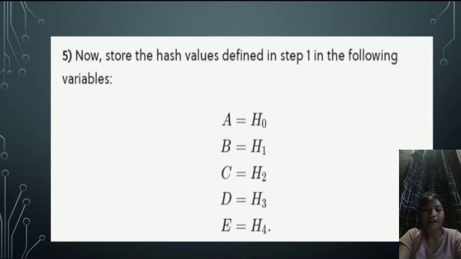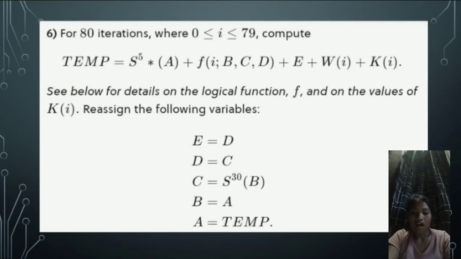Now, store the hash values defined in step 1 in the following variables. A is equal to H0, B is equal to H1, C is equal to H2, D is equal to H3, and E is equal to H4. For 80 iterations, where 0 ≤ i ≤ 79, compute temp is equal to S5(A) plus f(i, B, C, D) plus E plus W(i) plus K(i). See below for the details on the logical function f and on the values of K(i). Reassign the following variables. E is equal to D, D is equal to C, C is equal to S30(B), B is equal to A, and A is equal to temp.